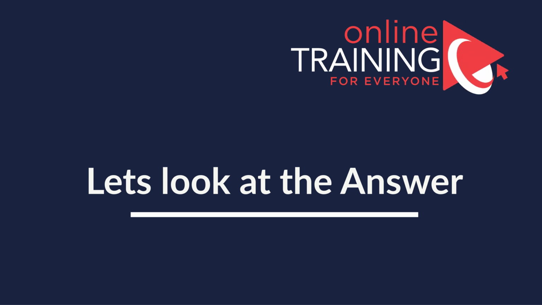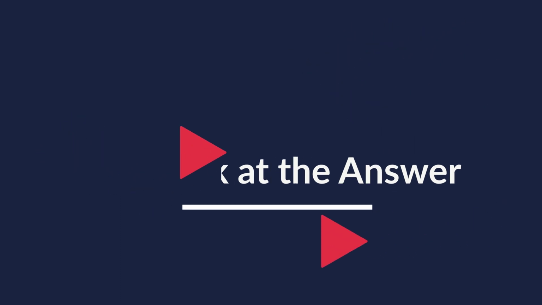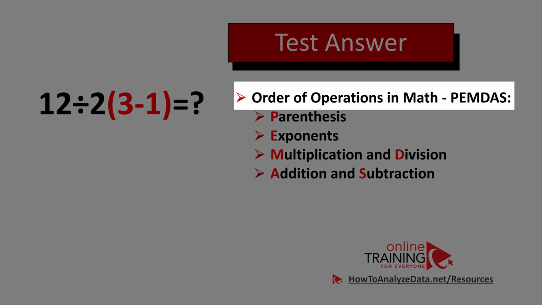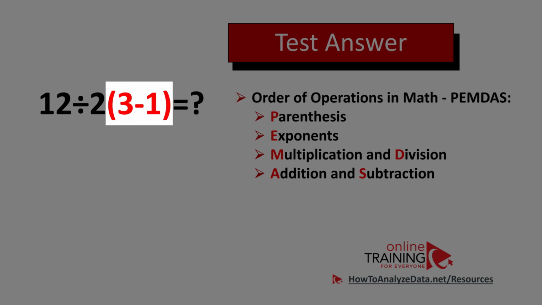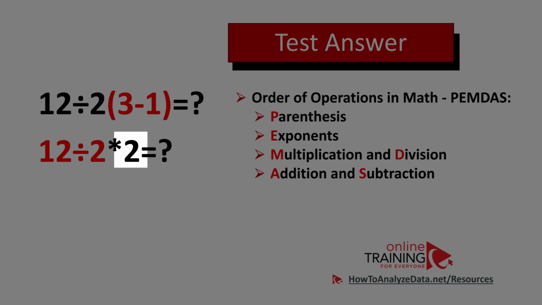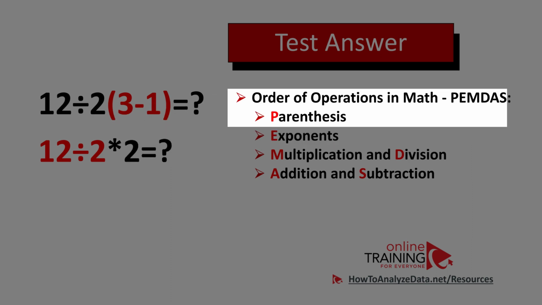Do you think you know the answer? Let's continue and get it solved together. The order of operations in math tells us that the first expression we need to solve is in parentheses. We first need to calculate 3 minus 1. And obviously the answer is 2. The big question is, what do we do next?